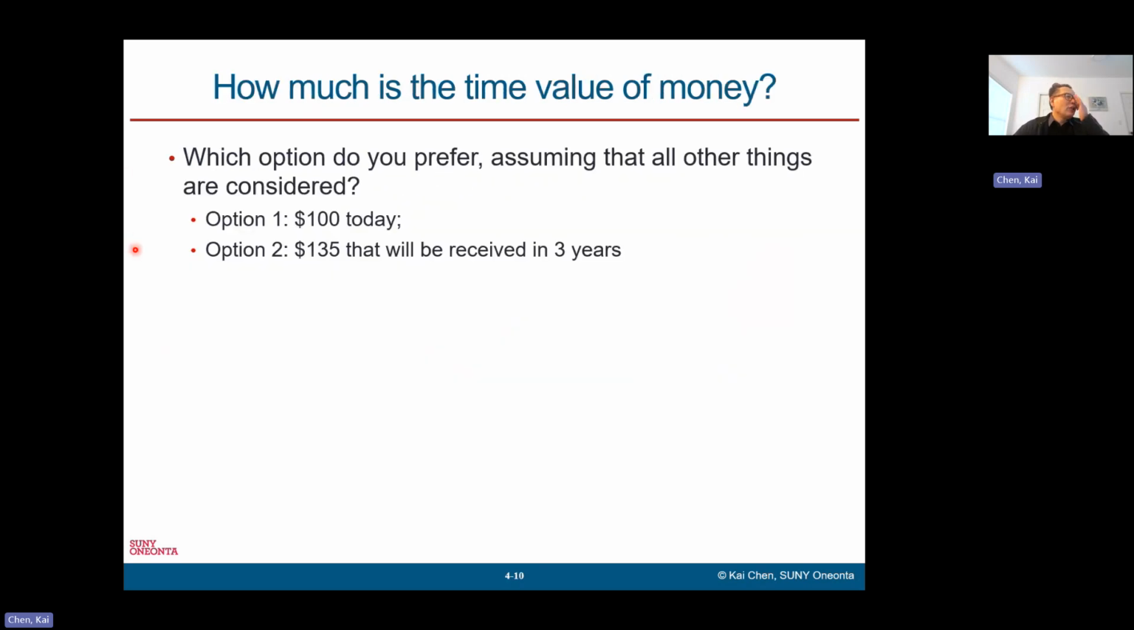Now you have two options. One is, you receive $100 today. And option 2, you are going to receive $135 3 years from now. Now you have these two options. Which option do you prefer, assuming all other things are equal?